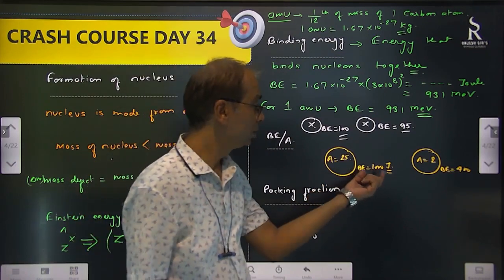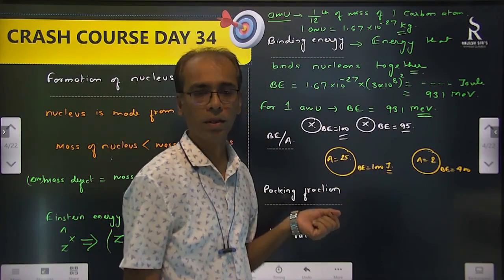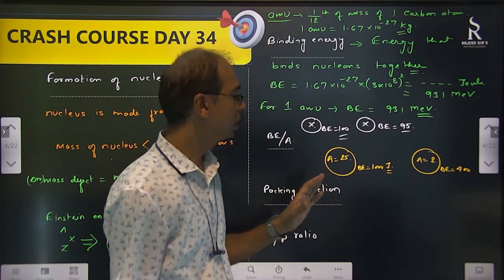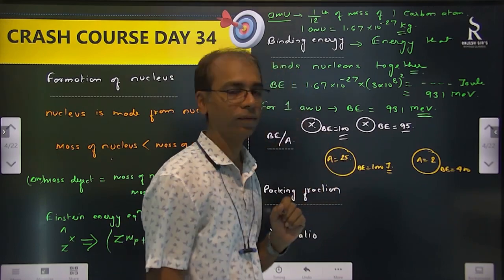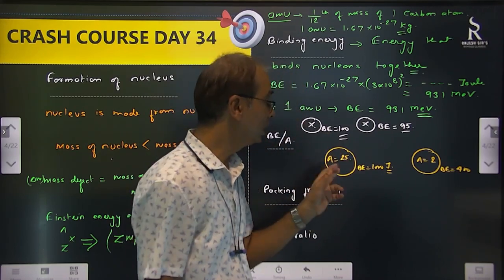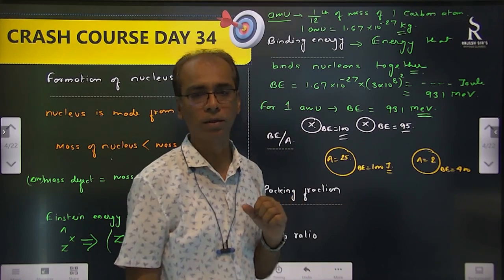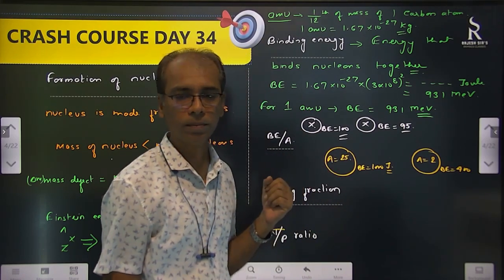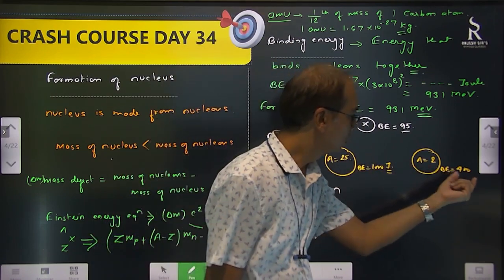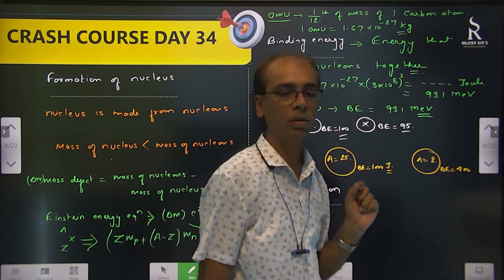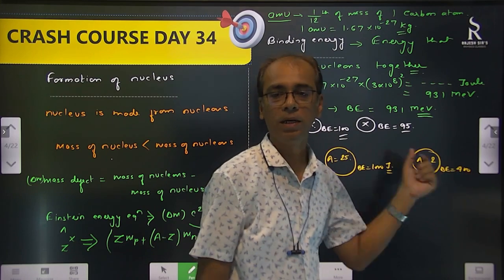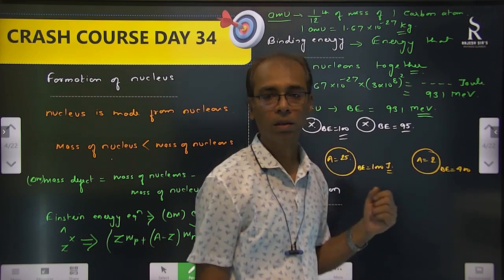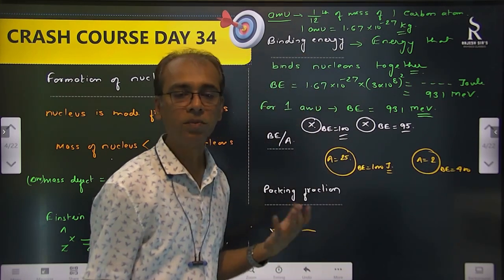Since the binding energy is more here, this should be more stable. But this is the binding energy for how many nucleons? 25. So on each nucleon, how much energy is there to bind it? 1000 by 25, that means 40 joule. Here, this is 400 joule, but it is on two nucleons only. So here binding energy per nucleon is 200. Here how much? 40. So which is more stable?